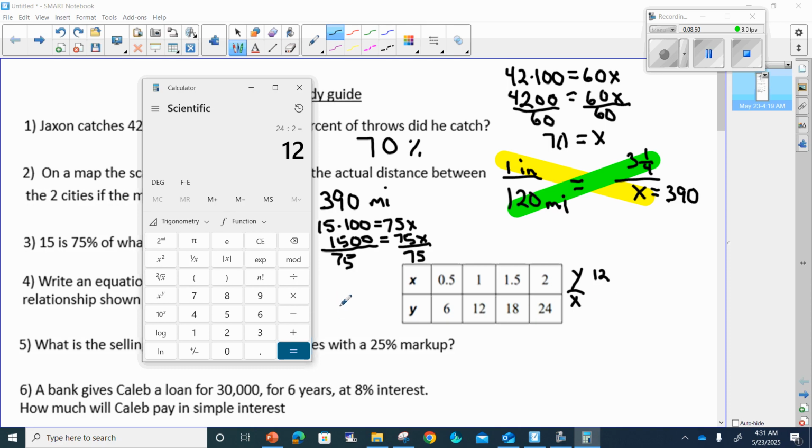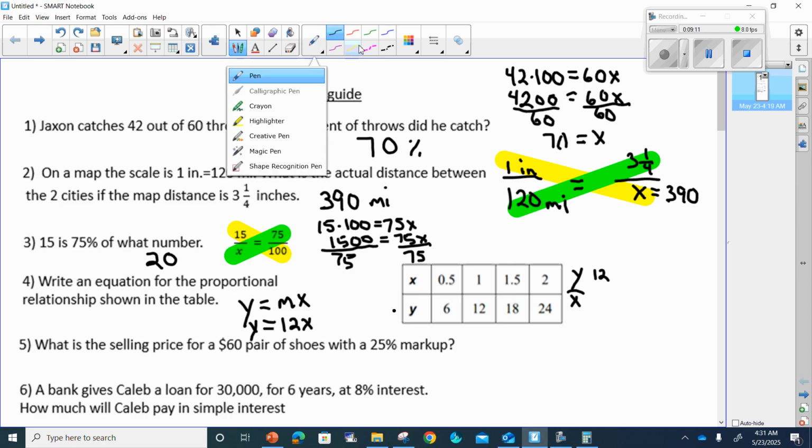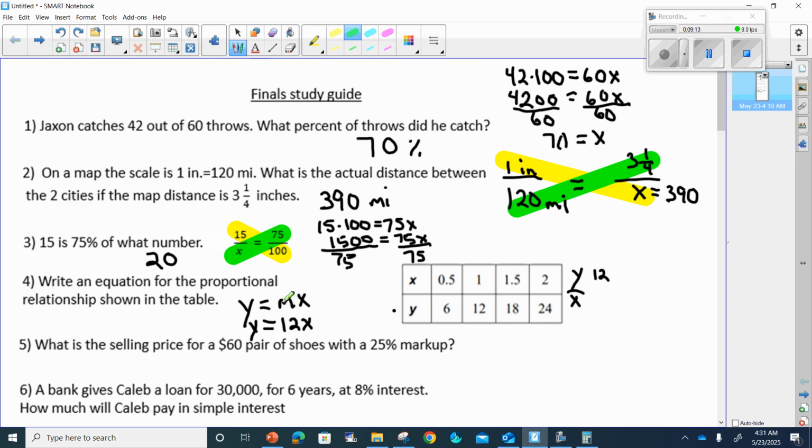So when we write an equation for this, we remember that it has to be in the form of y equals mx. So this proportional relationship is y equals 12x. The m stands for the number that is our ratio, our slope. We call this the rise over run. And it's also our rate of change. That rate of change is 12.